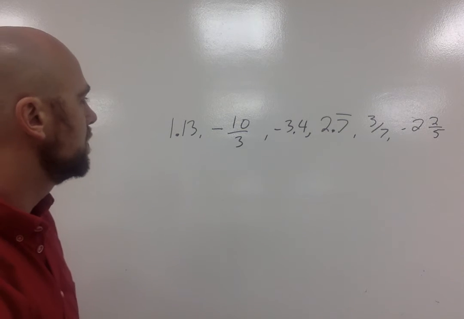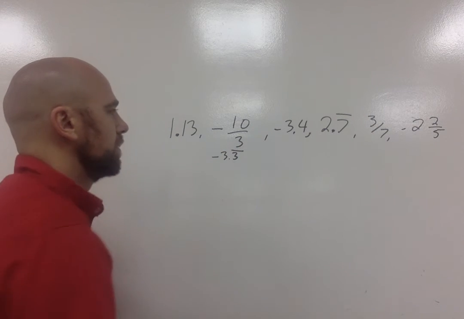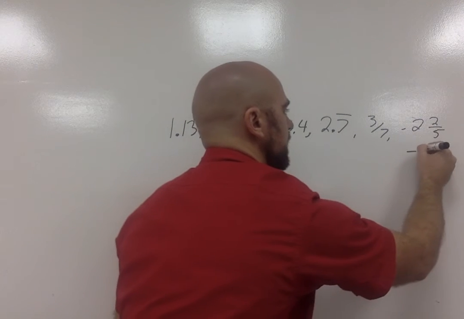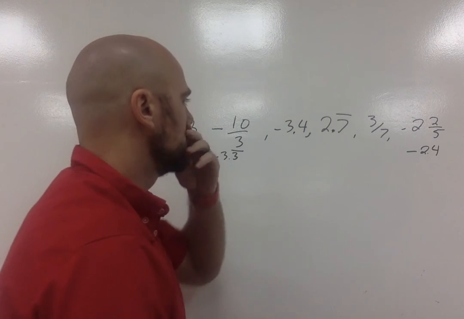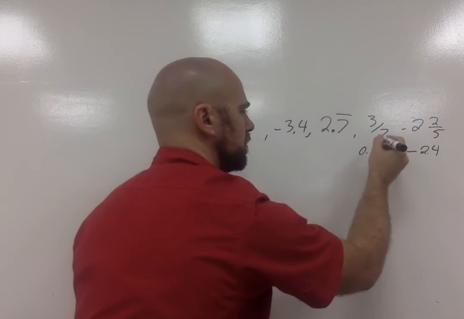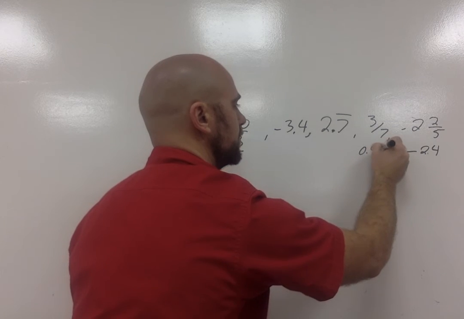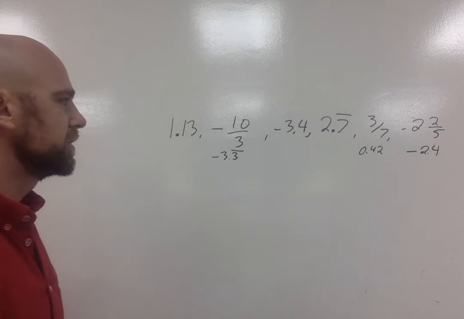So when I'm looking at this one, I can say this is negative 3.3 repeating. This one is going to be negative 2.4, and this one is going to be 0.4 or 2, somewhere around there. Now it should be a lot easier to put them into order.